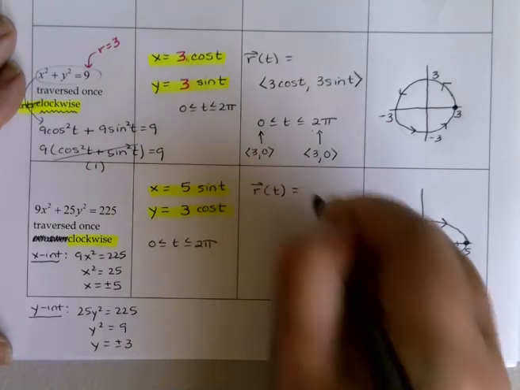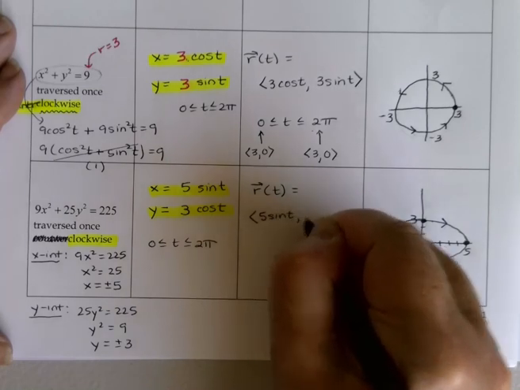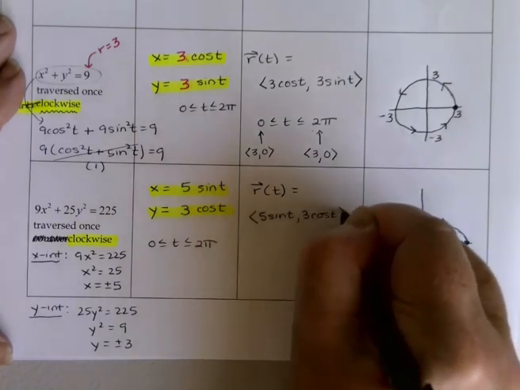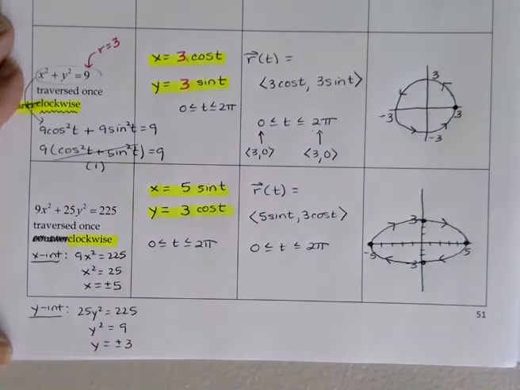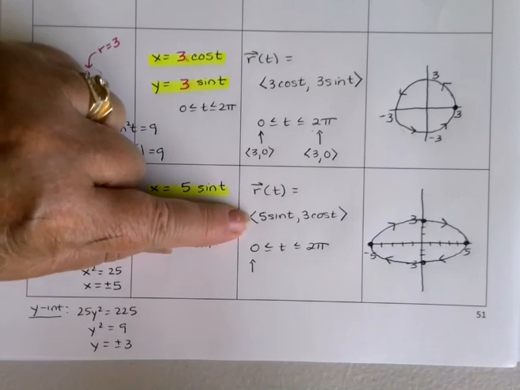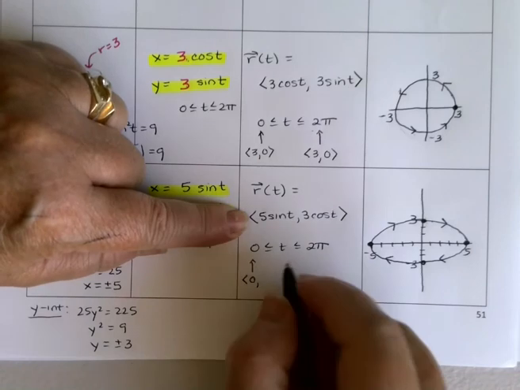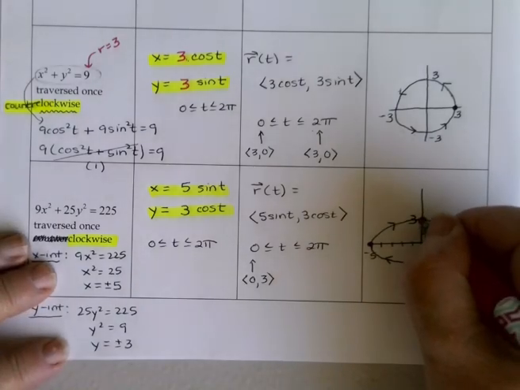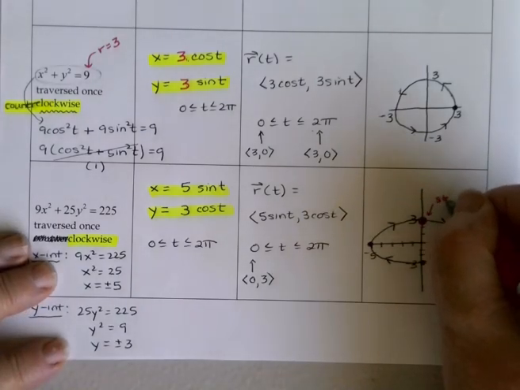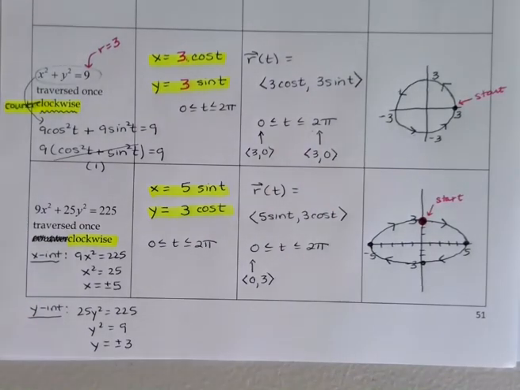All right, finally, writing the vector form. The vector equation is 5 sine t, comma 3 cosine t, again with t going from 0 to 2 pi. And notice that if I plug in 0 to start with, 5 sine 0 is 0, 3 cos 0 is 3. So I actually start at 0, 3 this time, as opposed to here where I started at 3, 0.